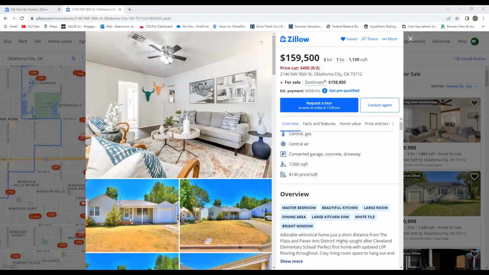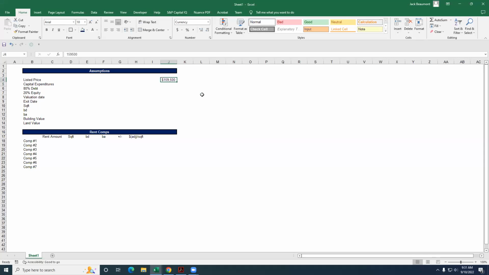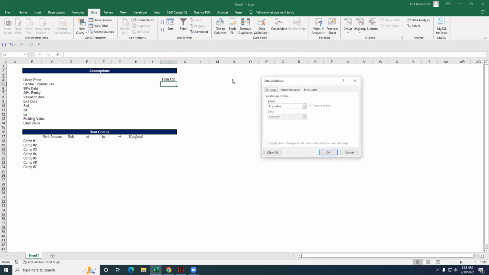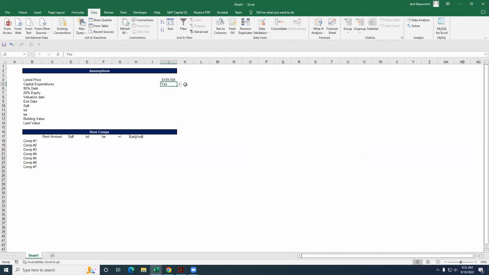Capital expenditures. I'm going to do something here called, oops, I just realized I need to go back to screen 1. Okay, back to here. So I put in the price here. Capital expenditures, I'm going to move this out of the way. Data validation. I'm going to do a list, and I'm going to put in here yes or no, so you can make a list like that.